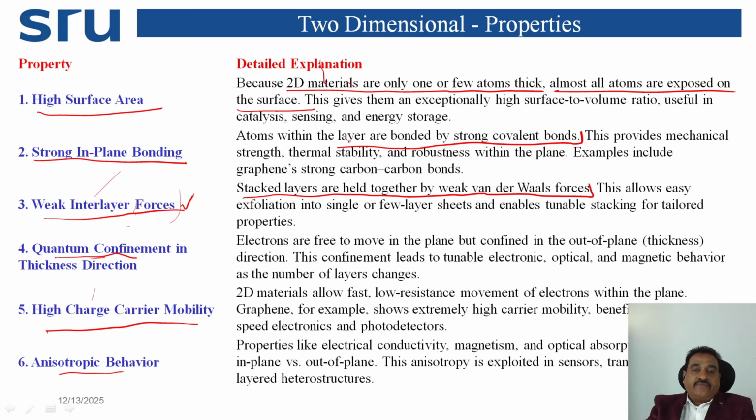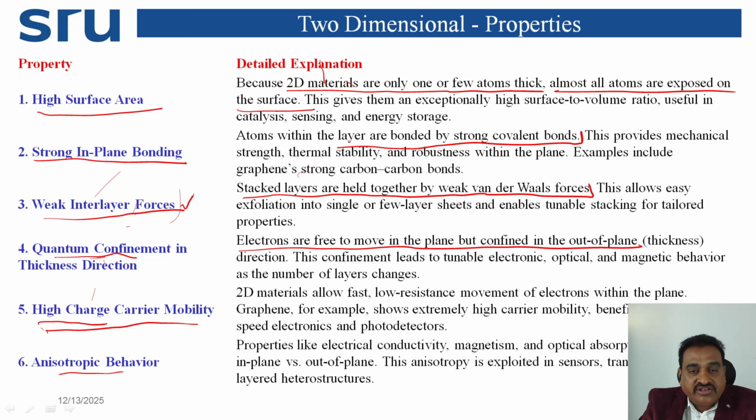Another property, quantum confinement in thickness direction. You see here, electrons are free to move in the plane but confined out of the plane due to the thickness. This confinement leads to tunable electronic, optical, and magnetic behavior as the number of layers changes. Due to the changing number of layers, we can observe different tunable electronic, optical, and magnetic behavior of two-dimensional nanomaterials.